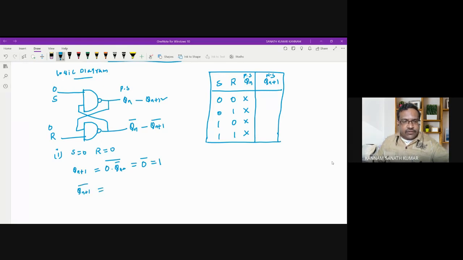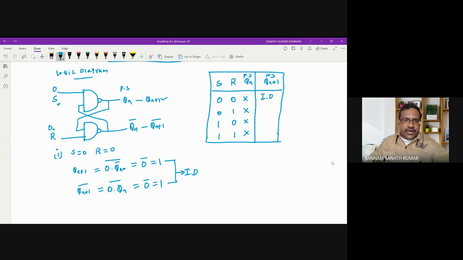And coming to this one, Qn plus 1 bar. I want to find this Qn plus 1 bar. Coming from this side, 0 is one input, R is one input, and Qn is one input. Qn whole bar. So 0 into something is 0. 0 bar equal to 1. So you are getting Qn plus 1 as 1 and Qn plus 1 bar as 1. That is not possible, so this is nothing but indeterminate state.